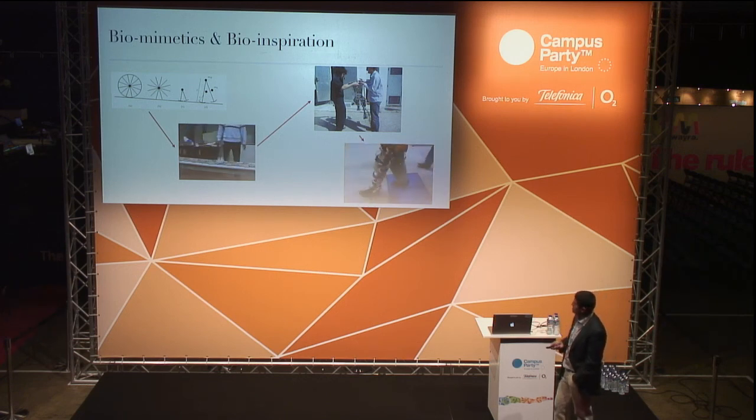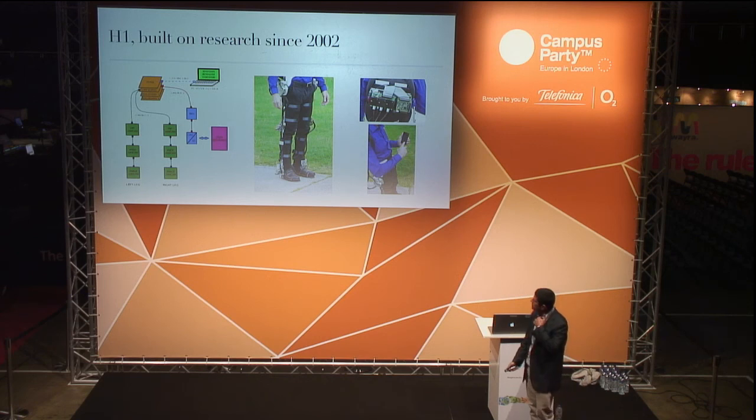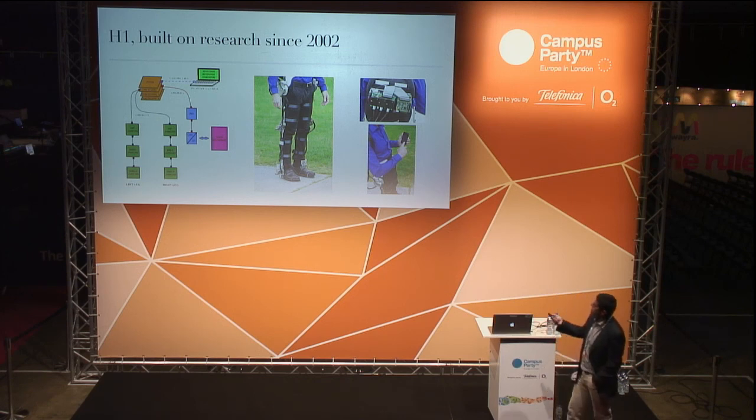battery pack or whatever. So this system has been built on research already conducted for a number of years. So basically, these are different pictures of what you have here. It is a 6 degree of freedom exoskeleton, so we have two ankles, two knees, and two hips.